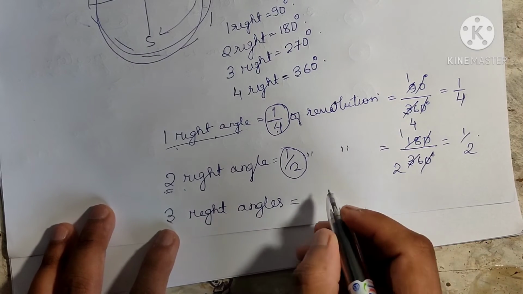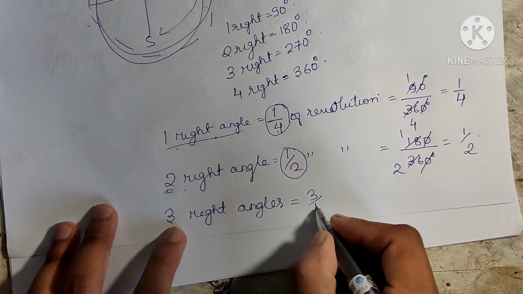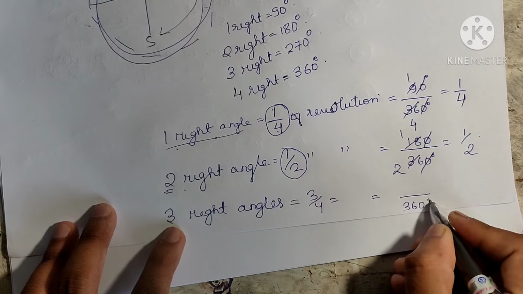Same, everything is always the same. So you have to keep in mind that it is 3 by 4. How are you getting it? Similarly, again you will do the same 3. The total is 360 degrees.